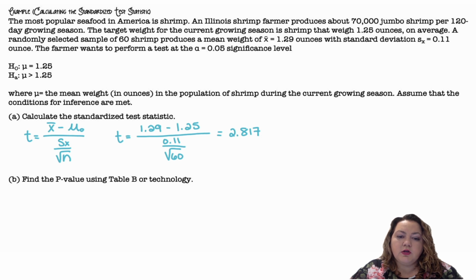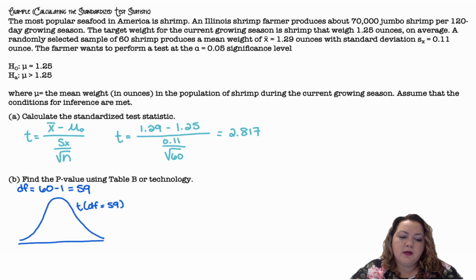Find the p-value. You can either use Table B, which would be a t-table, which I do not believe you're going to have access to on your EOC. So you're going to want to use technology. The degrees of freedom is n minus 1, so 59. So this is a t distribution with 59 degrees of freedom. We have 0 in the center, and we're going to 2.817, which was our test statistic. We're shading above because we're doing a greater than test. In our calculator, we go to STAT, TESTS, t-test, and we put our information in. We get a p-value of about 0.0033.